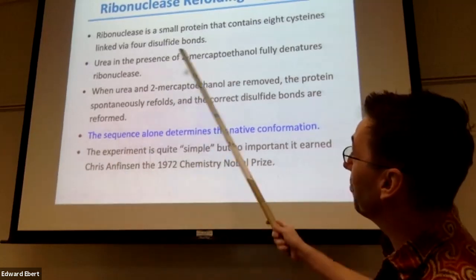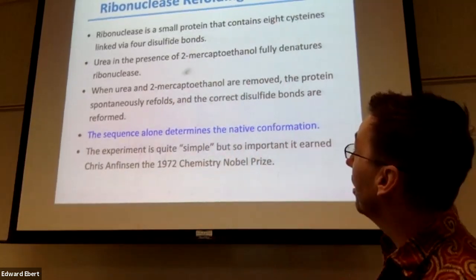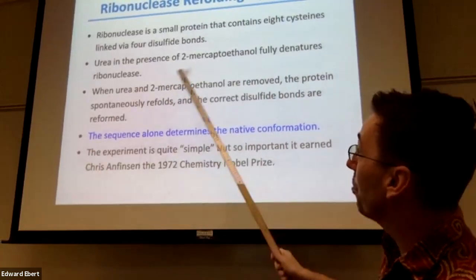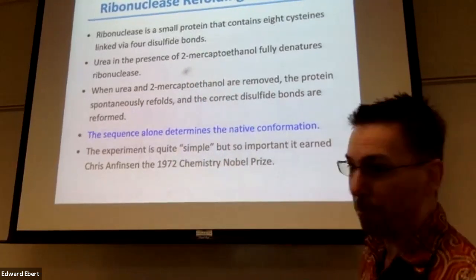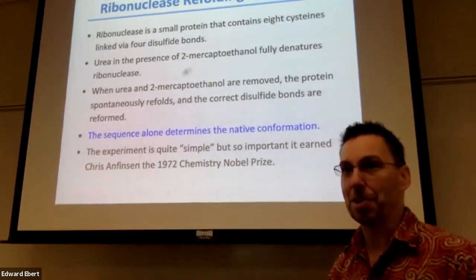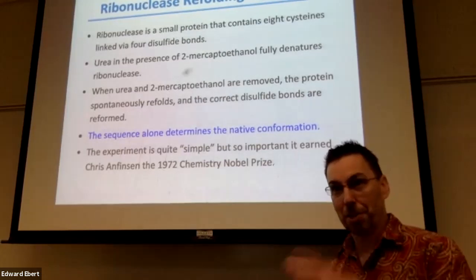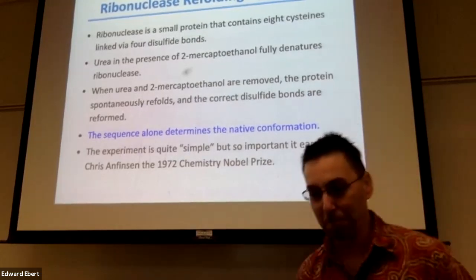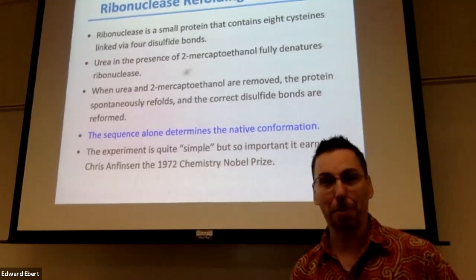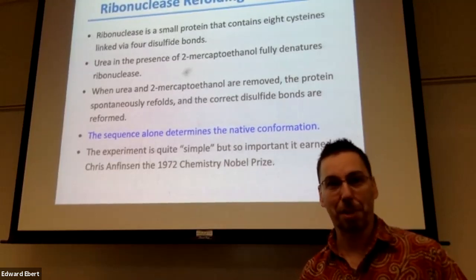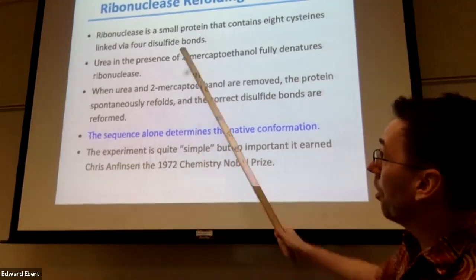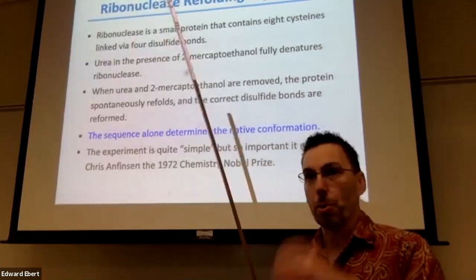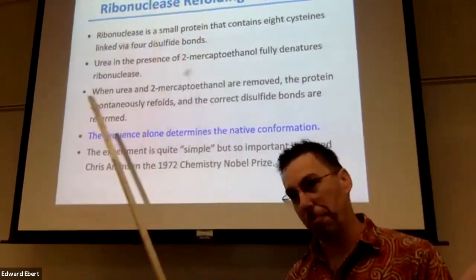So the idea here is ribonuclease is a really small protein. We got these 8 cysteines that form disulfide bonds. If we add urea and beta-mercaptoethanol, it's going to denature it. So our beta-mercaptoethanol is necessary to break those disulfide bonds, and the urea is the chaotropic agent that disrupts the hydrogen bonding. Okay? So if we take our purified ribonuclease, it's folded into its native fold. We add urea and beta-mercaptoethanol, and it falls apart.